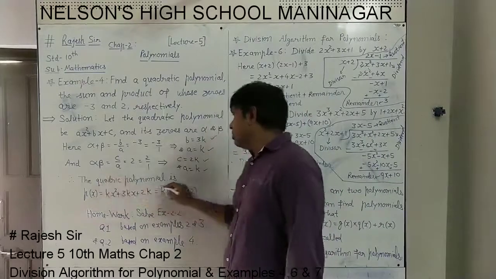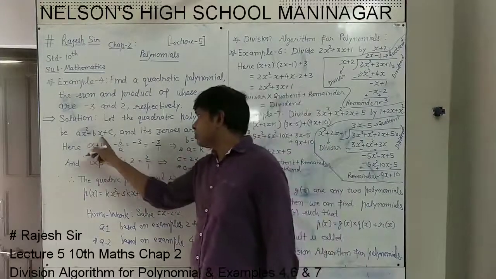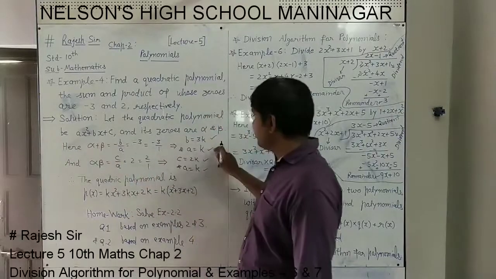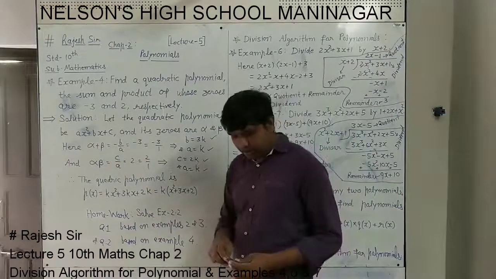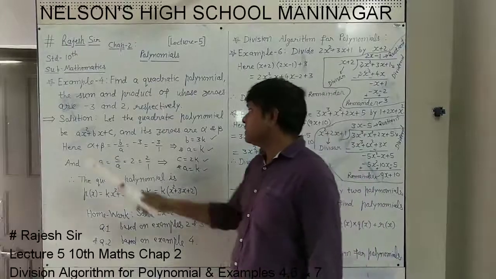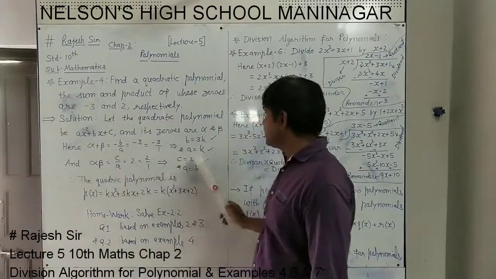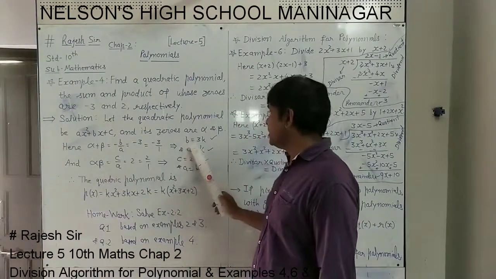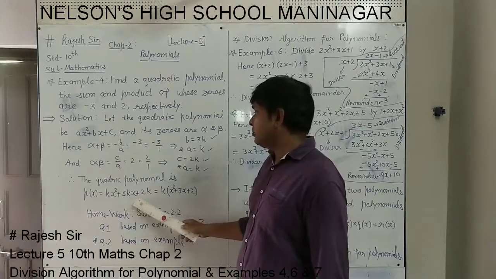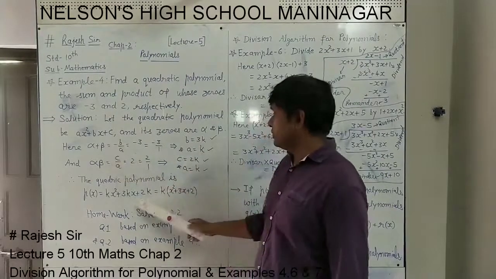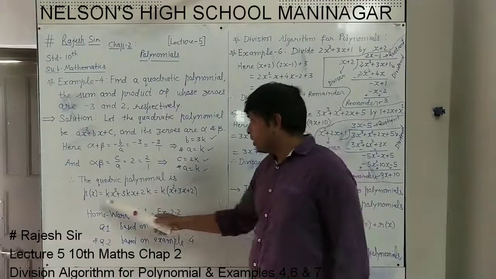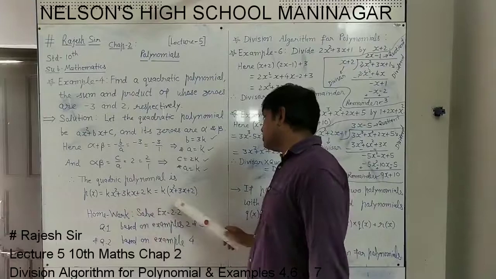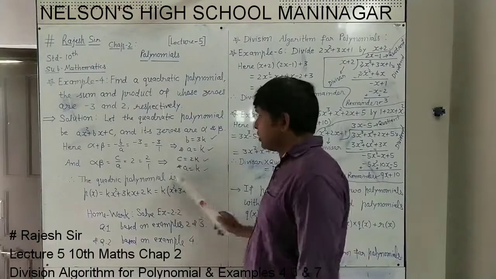The quadratic polynomial we have considered is ax square plus bx plus c. In that we have to place the values of a, b and c one by one. It is ax square, and a is k, so it will be kx square plus bx, and b is 3k, so 3k x, plus c, and c equals 2k. Now k is common in all, so k into x square plus 3x plus 2. This is the required quadratic polynomial.